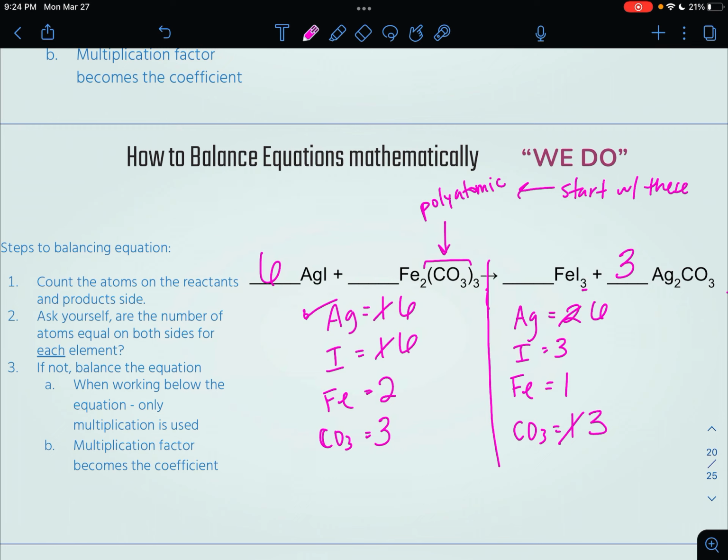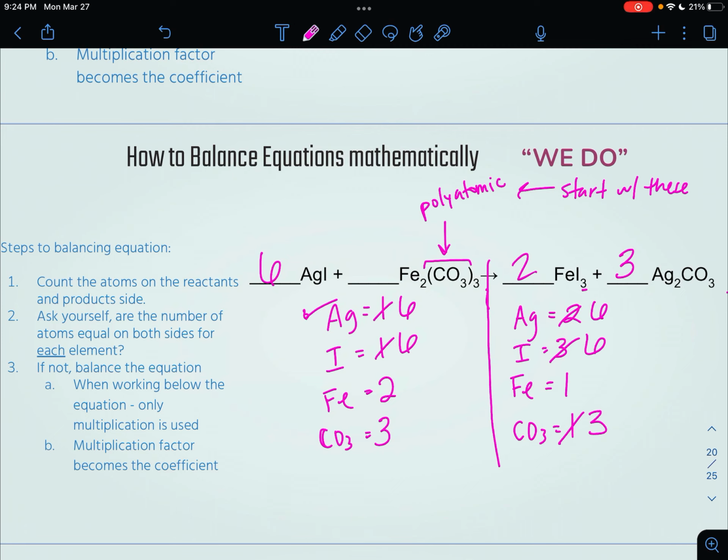So now let's look at iodine. I have 3 on the right, and I need to make it equal 6. So what number do you think I could put in that blank? If you guessed a 2, you would be right. So now we have 6 total iodines. 2 times 3 is 6.